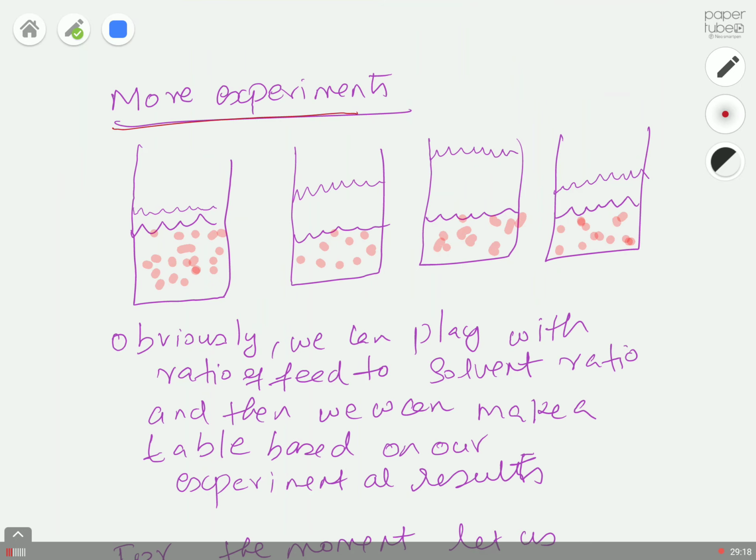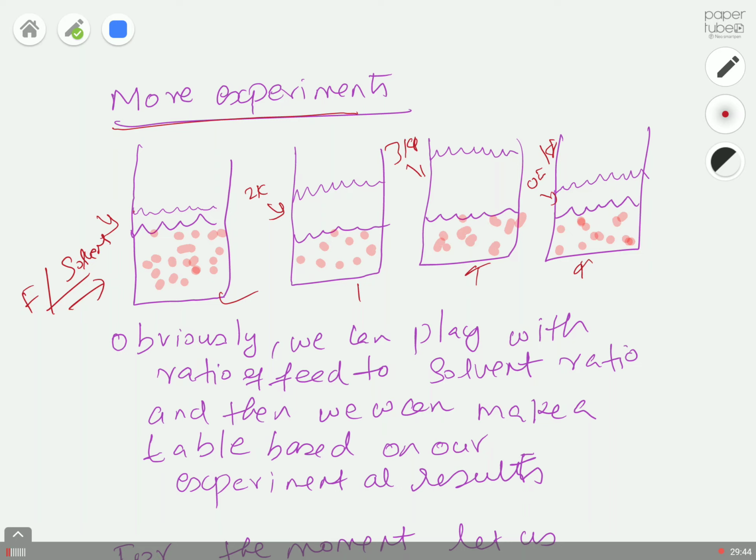Obviously, now you can do some more experiments like this. How can you do that? You take different reactors, and you change the ratio of your feed mixture to your solvent mass. One time you add 1 kg of solvent, another time 2 kg, another time 3 kg, another time even 0.5 kg. Who is going to stop us?